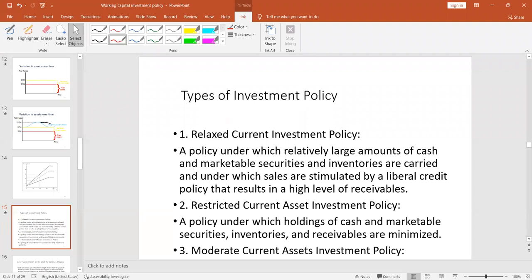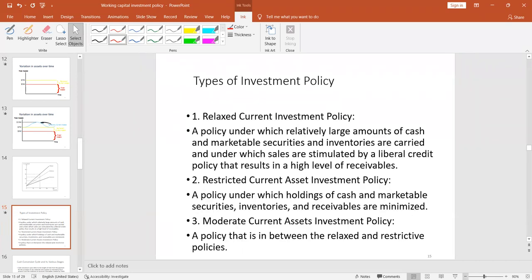Restricted means what? You are controlling your cash, marketable securities and inventories. Controlling means you're restricting the amount of cash, marketable securities and inventories. You can say you are conservative. You're restricting current assets, meaning you don't want to be that relaxed. You want to control your liquidity. You want to invest a lot of money to make profit.